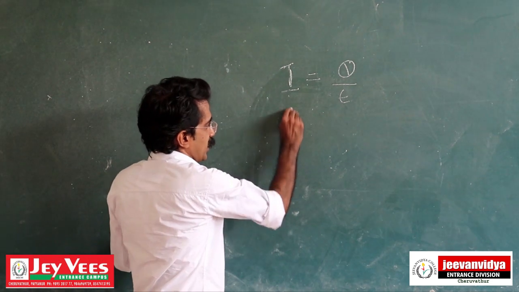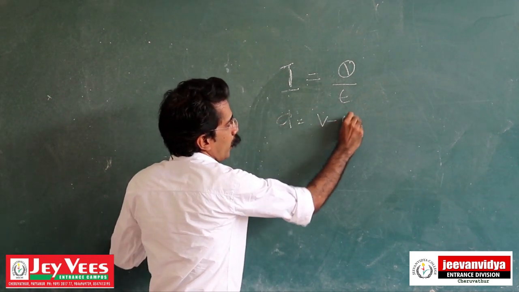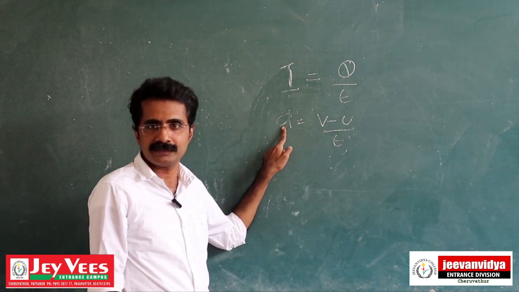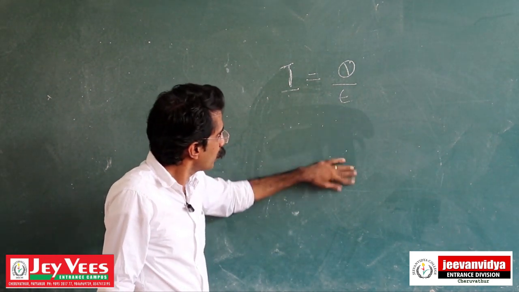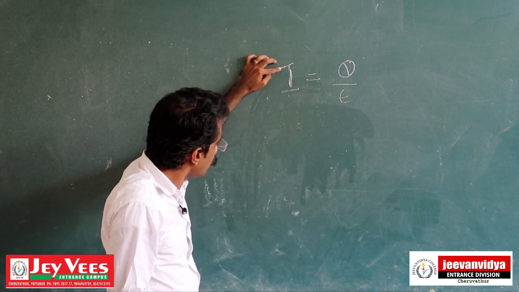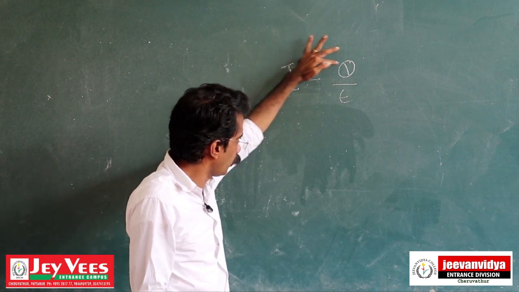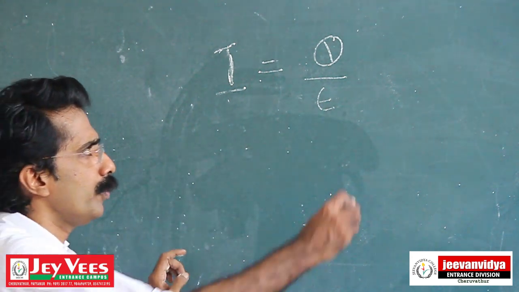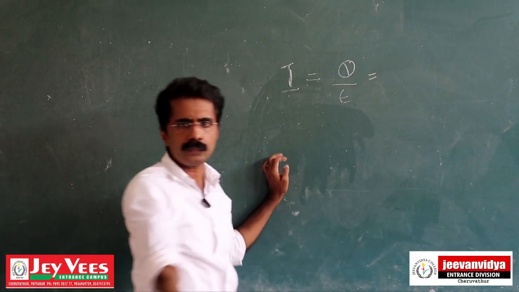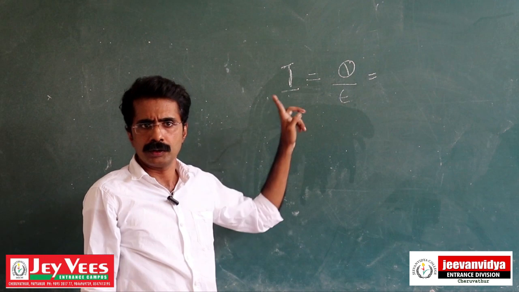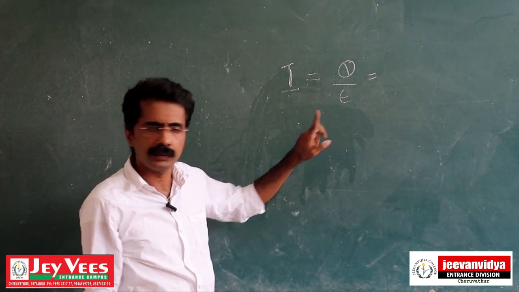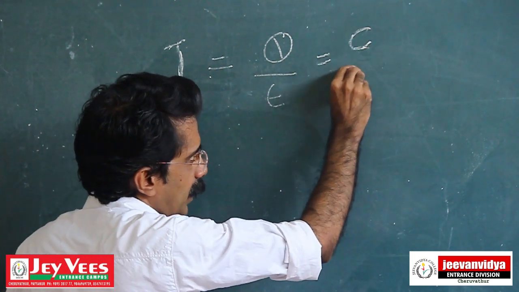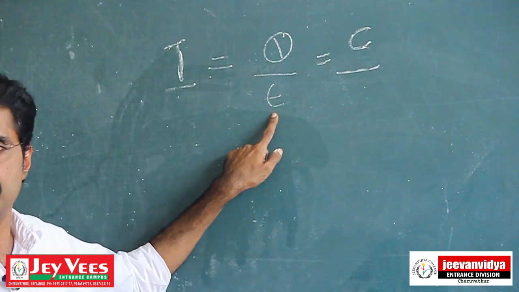You know acceleration. Acceleration is V minus U by T. The rate of change of velocity is called acceleration. So, similarly, the current I is equal to Q by T means the rate of flow of electrical charge. What is the unit of charge? Coulomb. The unit of charge is Coulomb. That is C. It is denoted by letter C, and the unit of time is second.